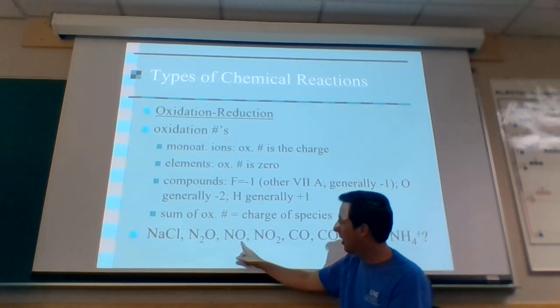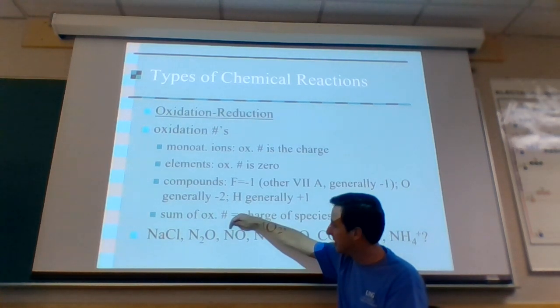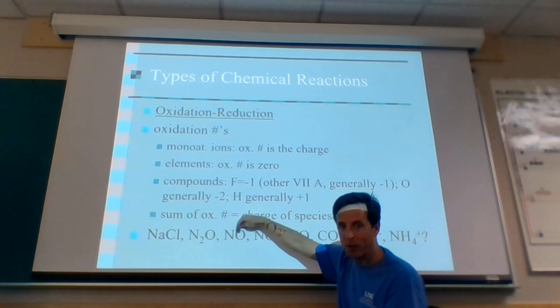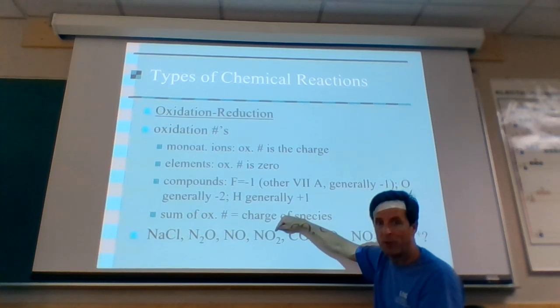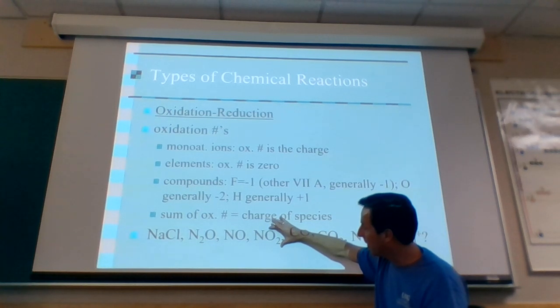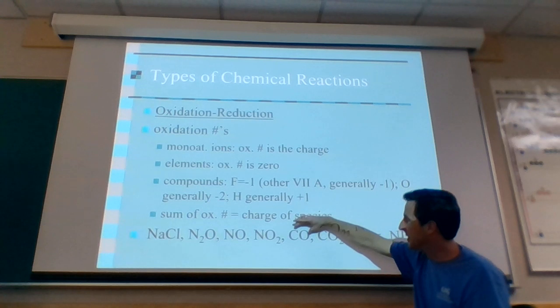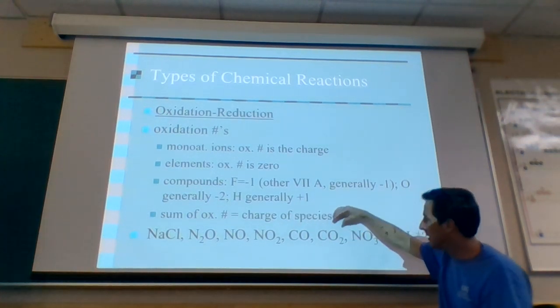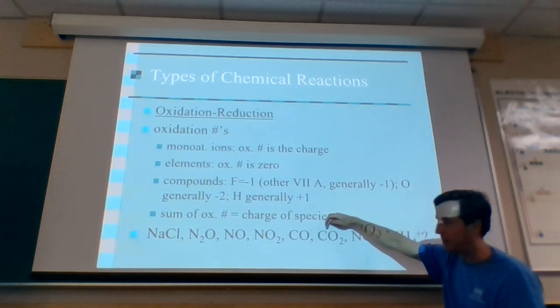Then in NO, again, oxygen's -2, but this time the nitrogen has to be +2 because they have to add up to 0. NO2, again, oxygen's -2. Each oxygen is -2, that's what the oxidation number is. But together they make -4, so that means nitrogen has to be +4. CO, oxygen's -2, carbon's +2. CO2, oxygen's -2, but there are 2 of them, so that means carbon has to be +4.